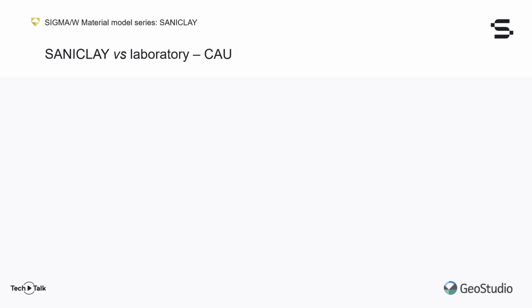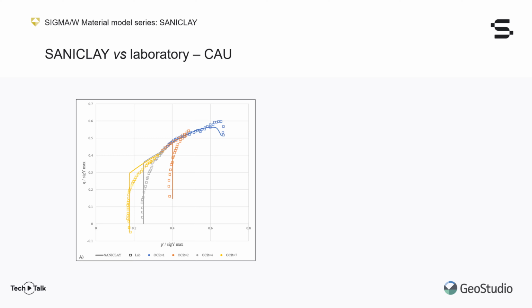Finally, let us now look at the comparison between SANICLAY and the laboratory results for the undrained tests. We once again see the 4 data series for OCRs of 1, 2, 4, and 7 here for the stress path results. Both data sources show relatively good agreement. Let me highlight here where each test starts for clarity. Notice how the initial stress path for OCRs larger than 1 are completely vertical. This indicates an initial elastic response, which is expected given their overconsolidation.